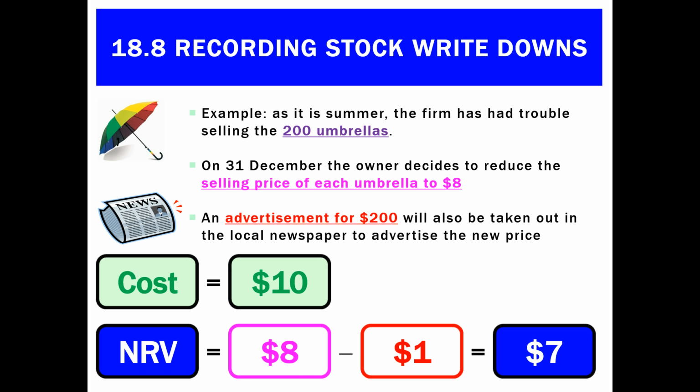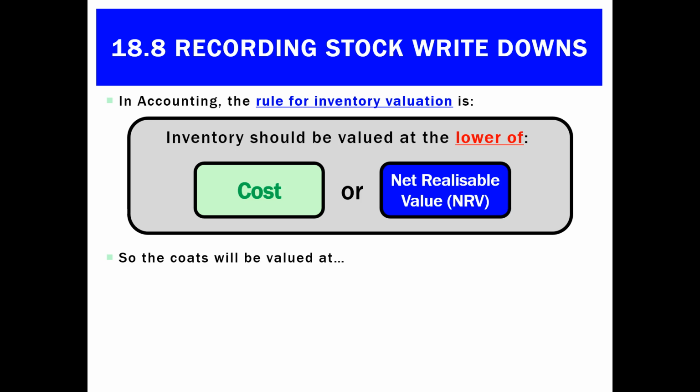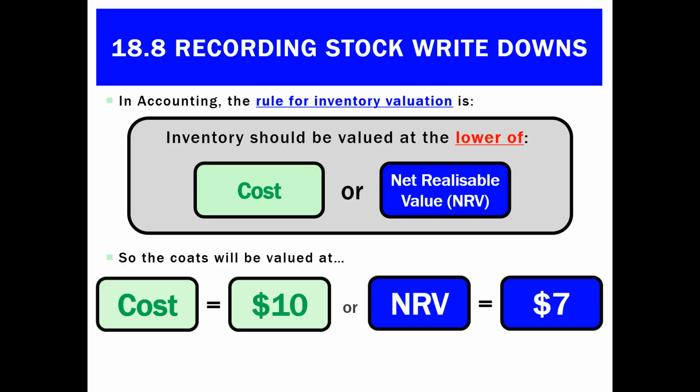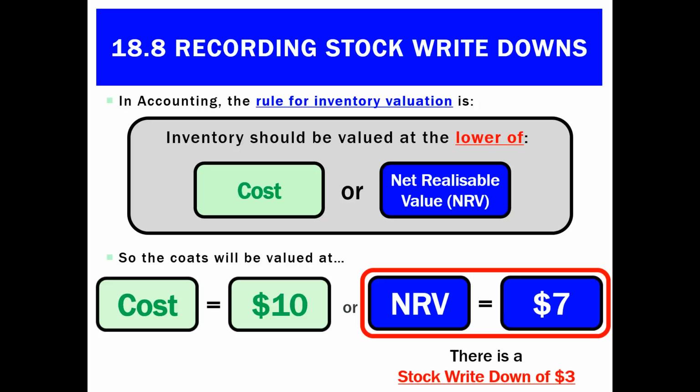So I'm going to pick the lower of these two values. That's how we always value inventory, lower of cost or net realizable value. So my choice is 10 or 7. Well, I'm obviously going to choose 7. That'll give me a stock write-down of $3 for every unit.